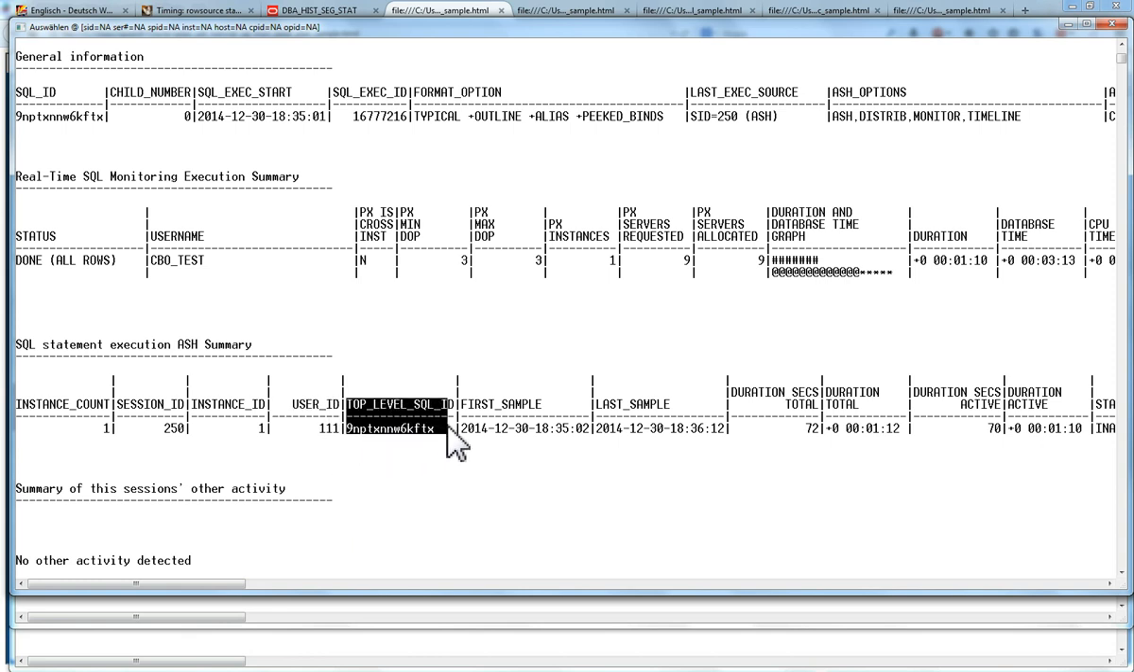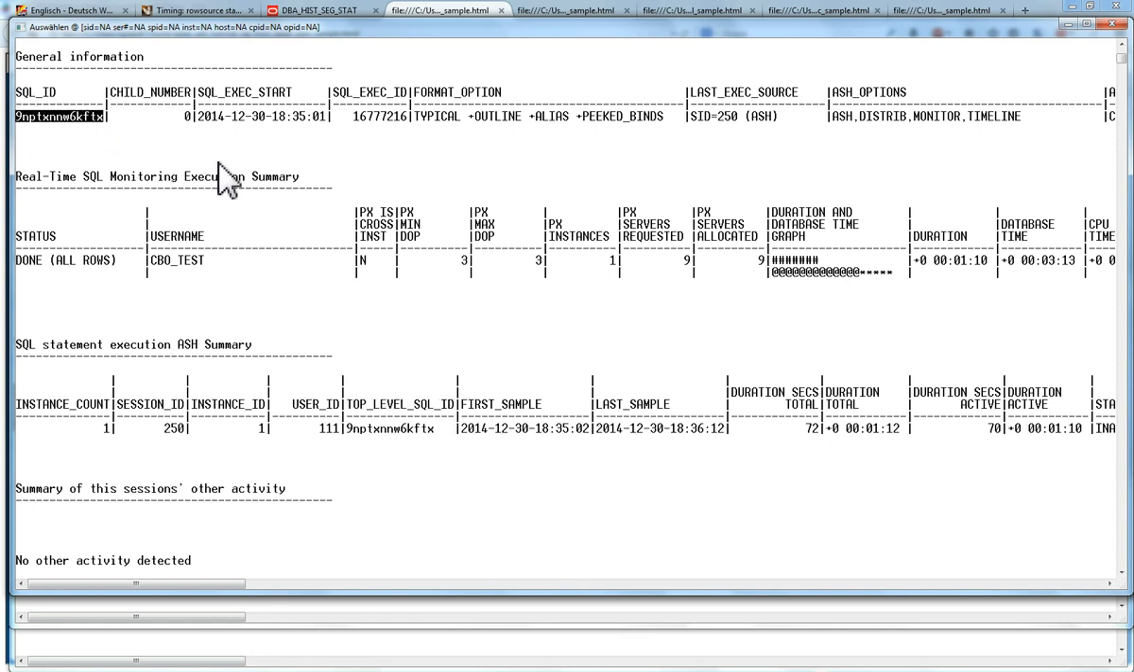Then in active session history, there is this top level SQL ID information that might be helpful in case of recursive activities. So if you, for instance, had a PL SQL block that executes SQL in turn, then you have already a level of recursion, because the top level SQL ID would then refer to this PL SQL block rather than the SQL ID that gets executed.